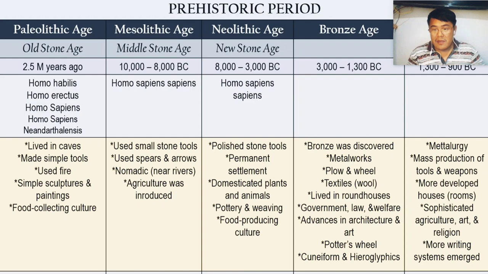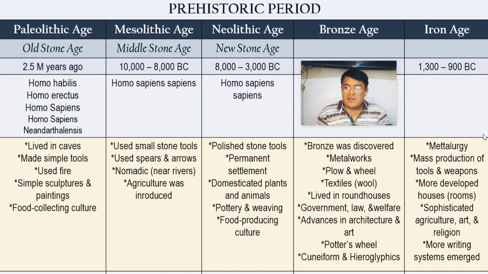Meron na din sa architecture and art. At may potter's wheel para makagawa ng mga giant jars, pots. And meron na ding system of writing, cuneiform, and hieroglyphics. Yung cuneiform, yung sa Sumeria, di ba? And hieroglyphics, Egyptian civilization. And then lastly, this one is Iron Age.